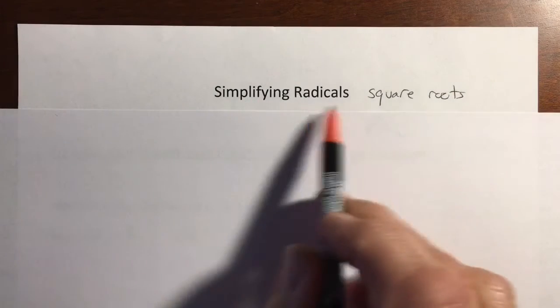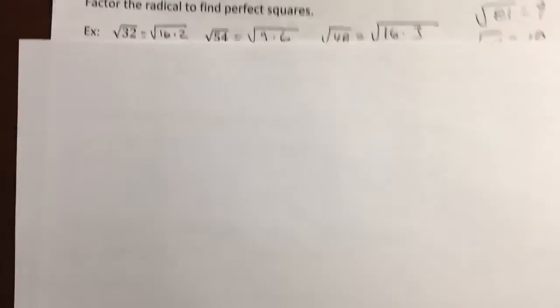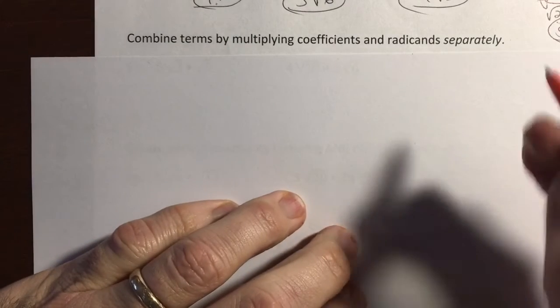We're going to continue with simplifying radicals. This time we're going to work on doing some multiplication of radicals. So you go down to the bottom of the page. It says combine terms by multiplying coefficients and radicands separately.